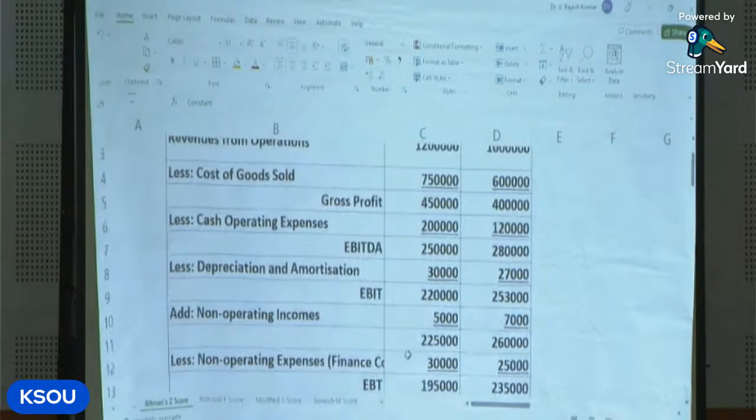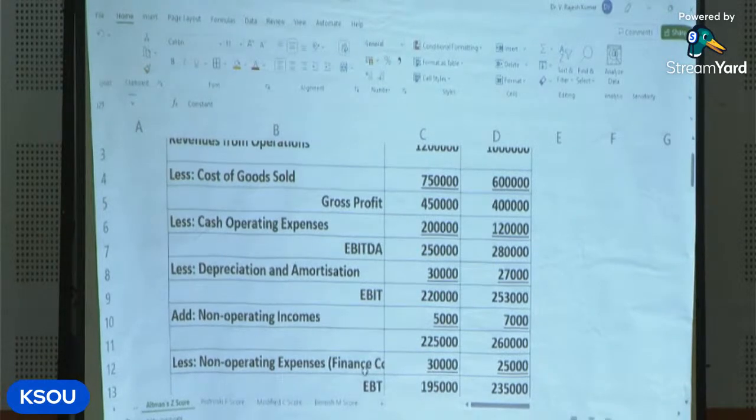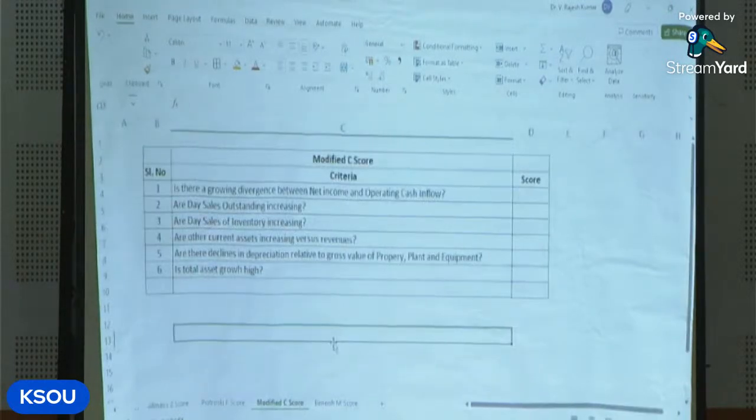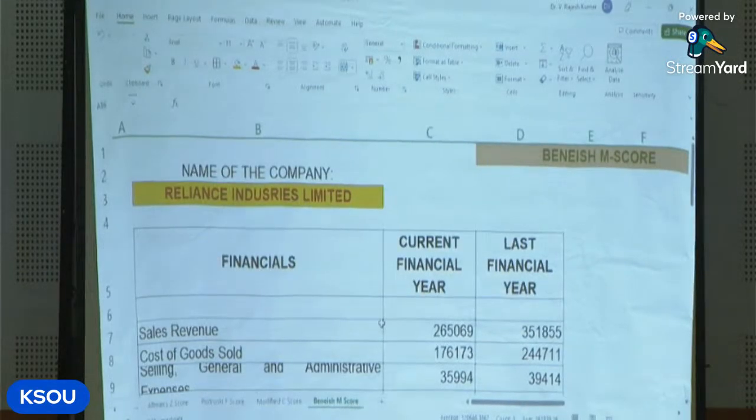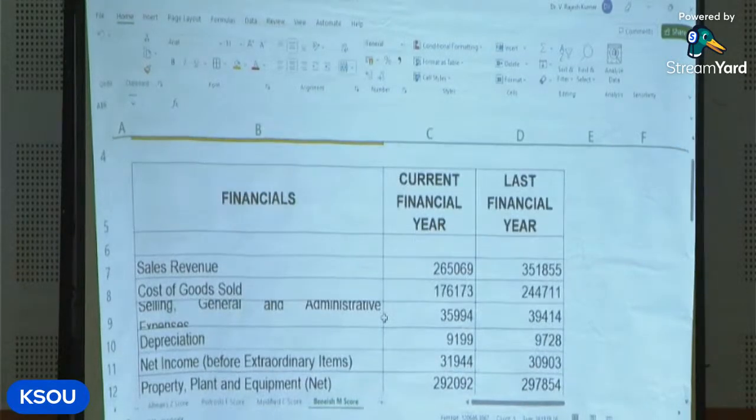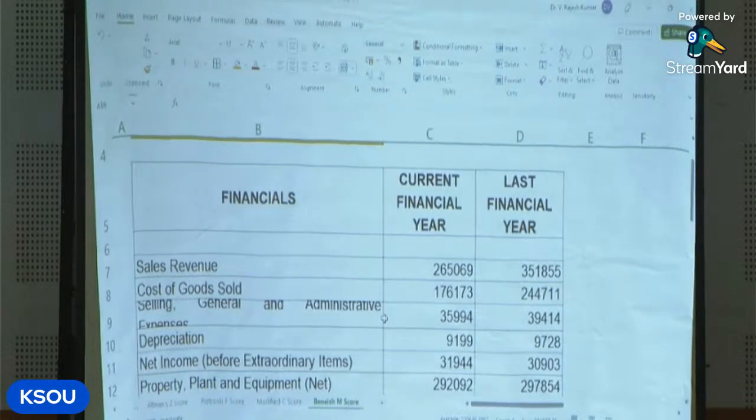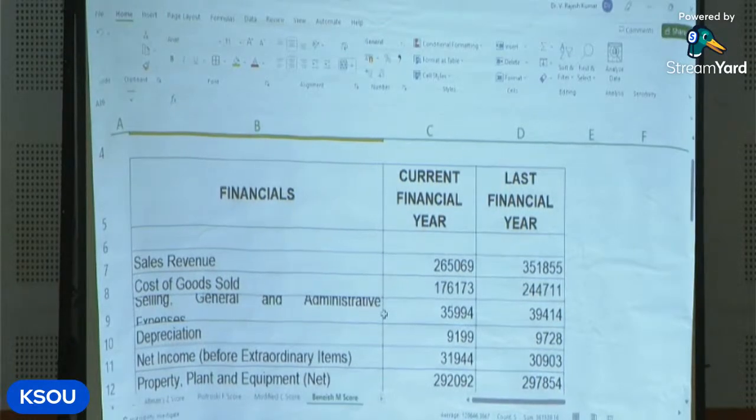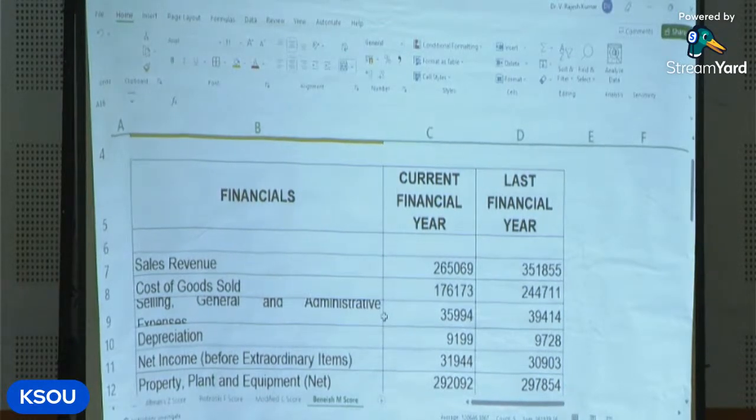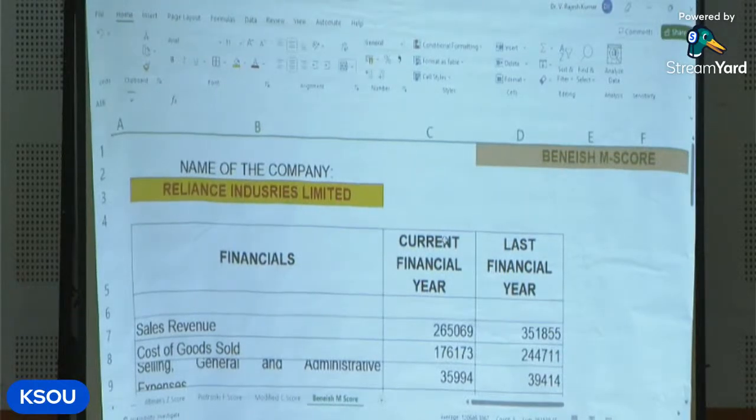Fine. Now, the modified C-score, I'll explain after we discuss the Beneish M-score. Whatever I discuss for the Beneish M-score, the modified C-score is a small part of it and not much relevant when compared to this. But since it is shown in the market, I'll be discussing it later, post break.